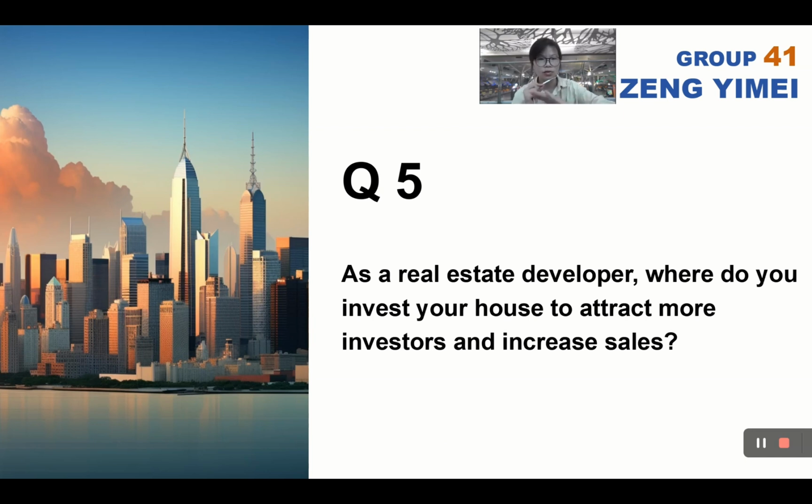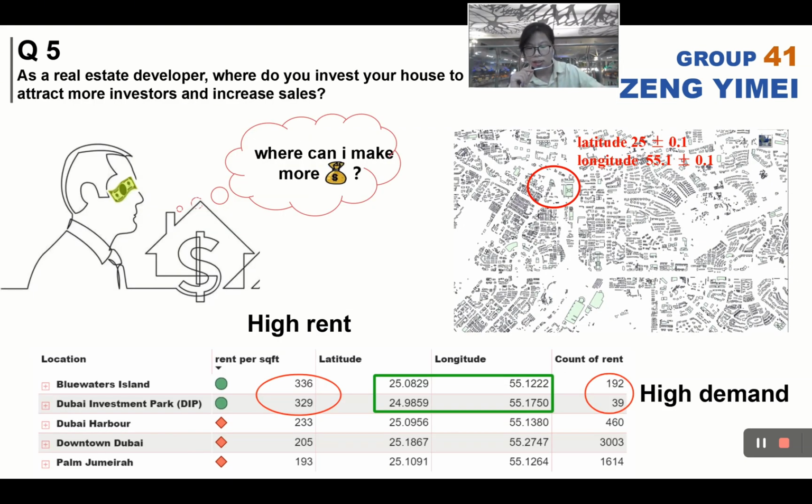Question 5. As a real estate developer, where do you invest your house to attract more investors and increase sales? As a real estate developer, they always think about where they can make more money. In the table, we filter the top 5 locations which have high rental price and high demand. So we focus on the top 1 and top 2 locations. We calculate the location at latitude 25 and longitude 15.5.